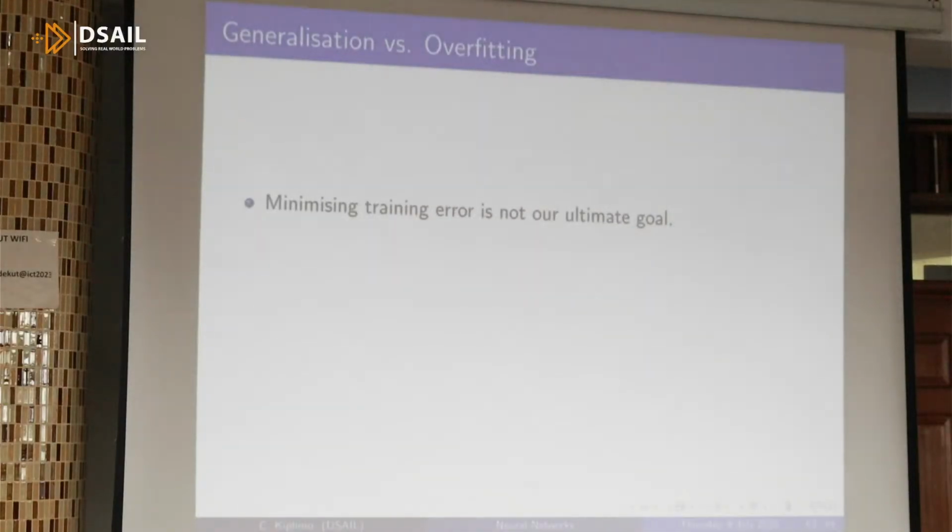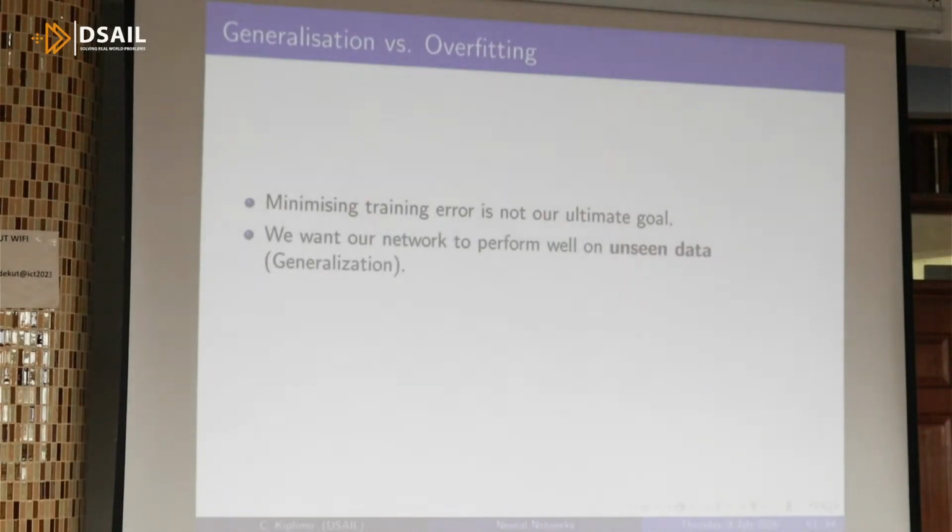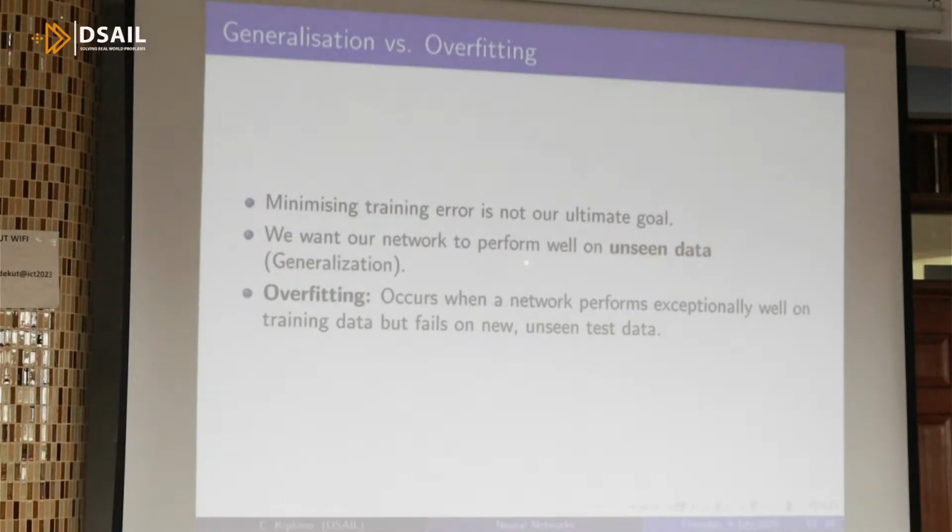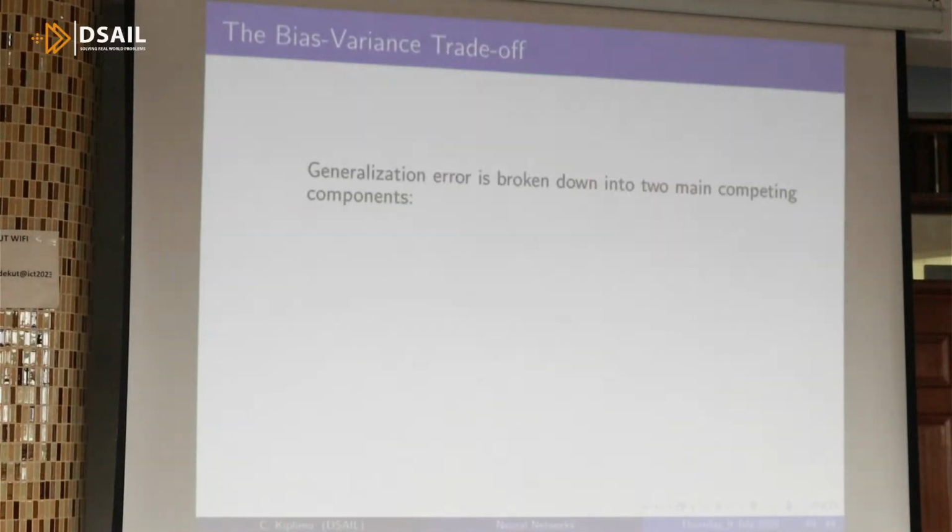In neural networks, our goal is not to minimize training error. When you're training a neural network, don't just be happy that your training error is low. That's not the goal. Our goal is much bigger than that. It's generalization: how does your network perform on unseen data? If it does not generalize well, that means you're experiencing overfitting. It occurs when the network performs exceptionally well on the training data, but makes wild predictions on your unseen test data.